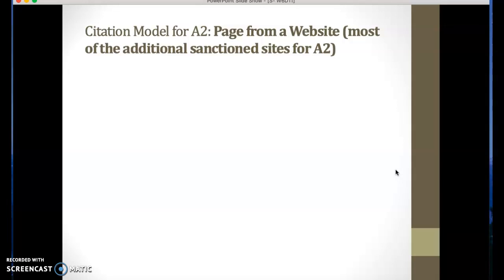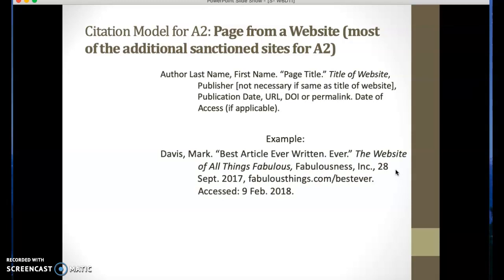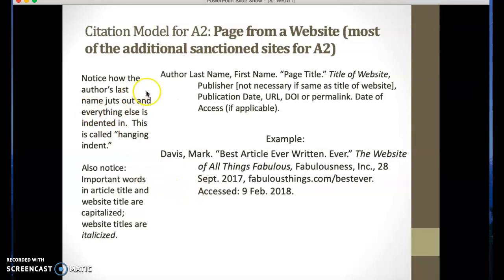So let's take a look at how you would cite from a website. This lists everything that you'll need to include: the author's last name, first name, the title of the website, publisher, the publication date of that article, the URL, and then whatever date you accessed this. And then on the bottom here, we have an example of what that looks like. So again, notice that the author's name juts out and everything else is indented in, using that hanging indent again. And notice that we're still putting quotation marks around the title and italicizing the website title.